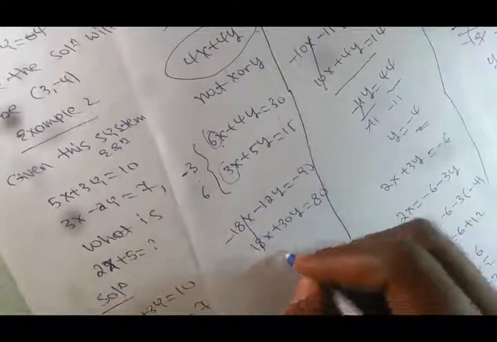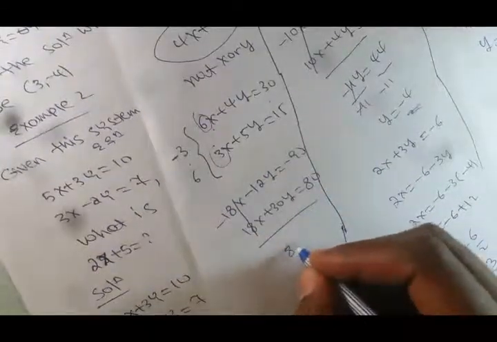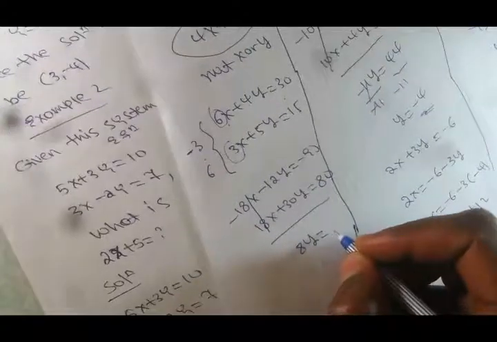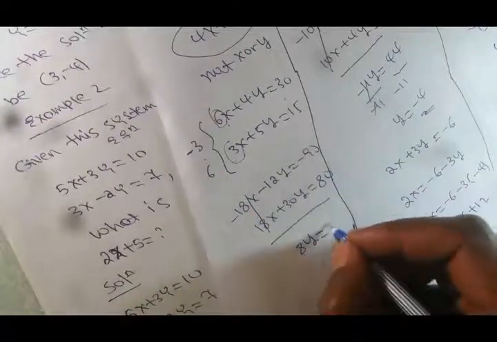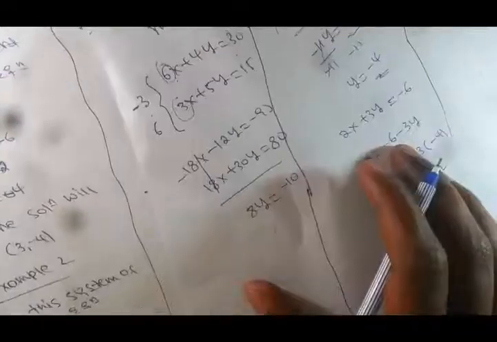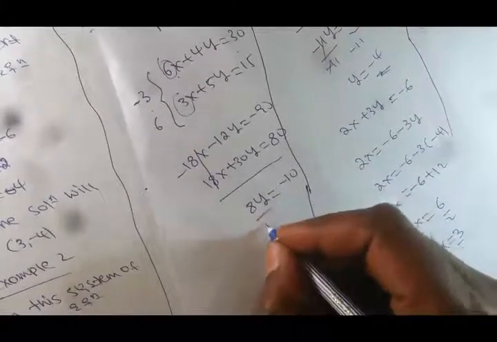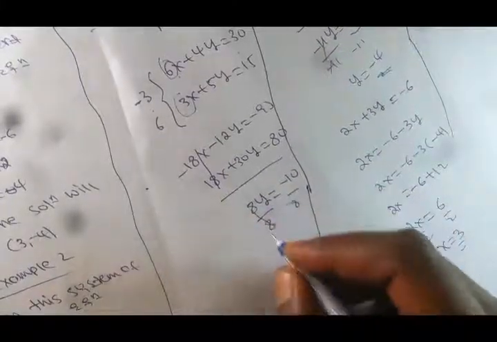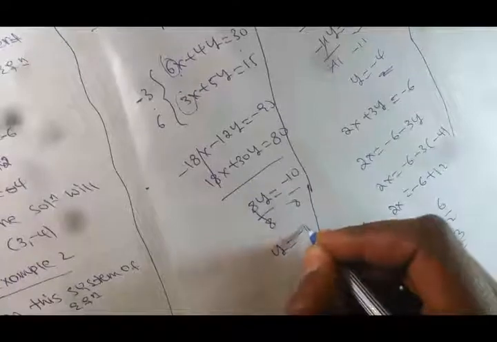Therefore this will be cancelled, and 8y is equals to minus 10. So to find y, divide by 8, the value of y is equals to minus 5 over 4.